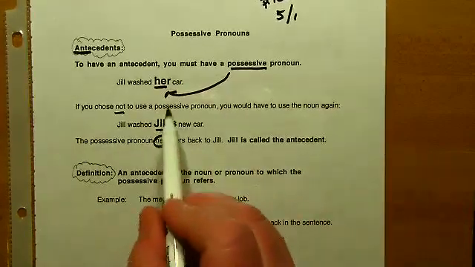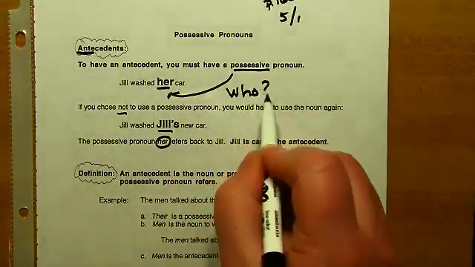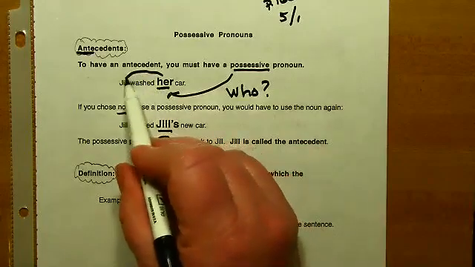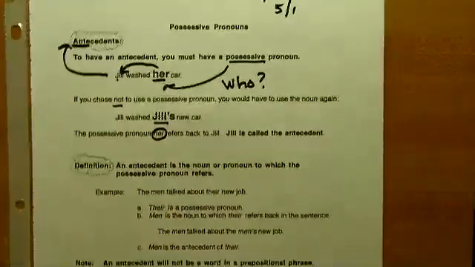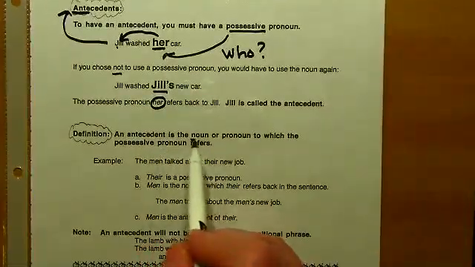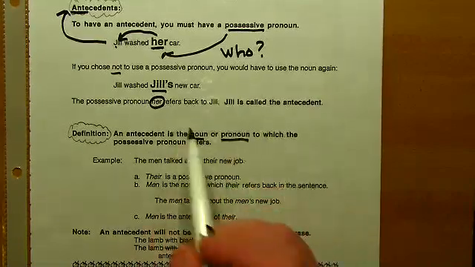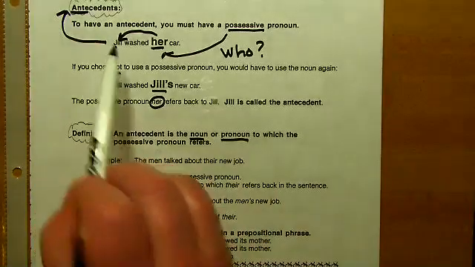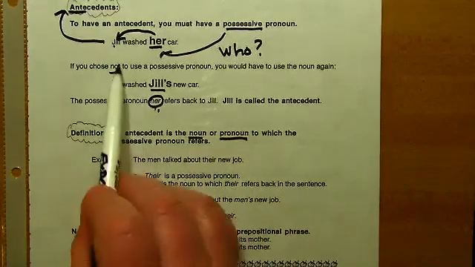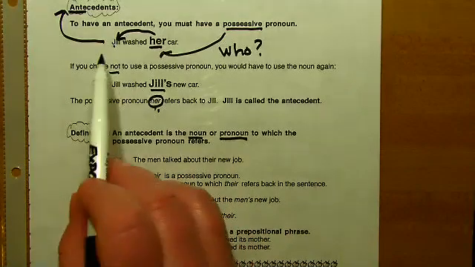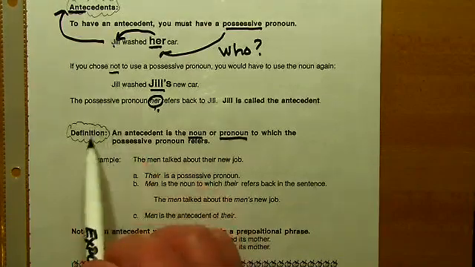So what you need to know is when they're talking about her in this sentence, who is her? Well, her is talking about Jill. So we call Jill the antecedent. An antecedent is the noun or pronoun to which the possessive noun refers. So, fancy words for: in this sentence, Jill is the antecedent of the word her. Her is the pronoun, Jill is the noun. Her is talking about Jill. Her refers back to Jill. Therefore, Jill is the antecedent.